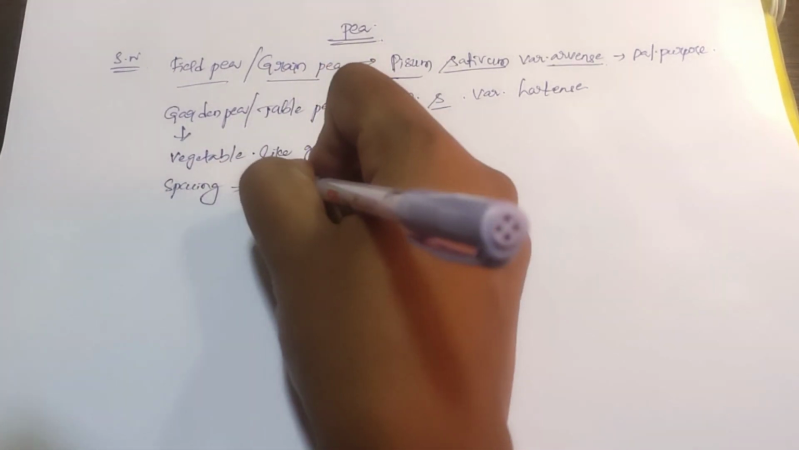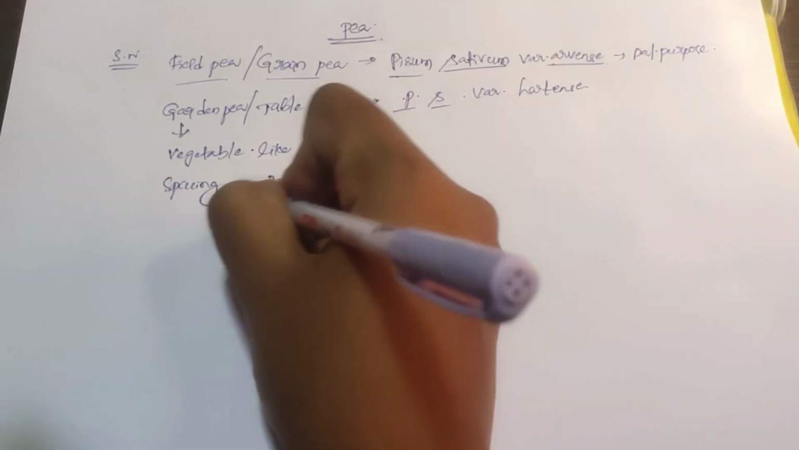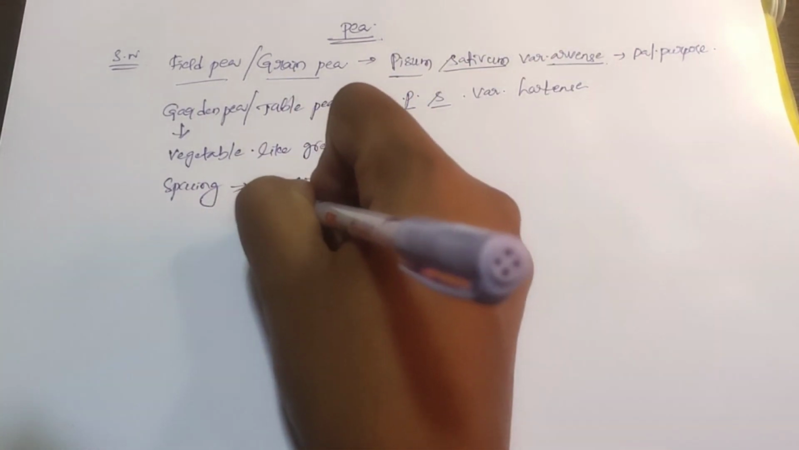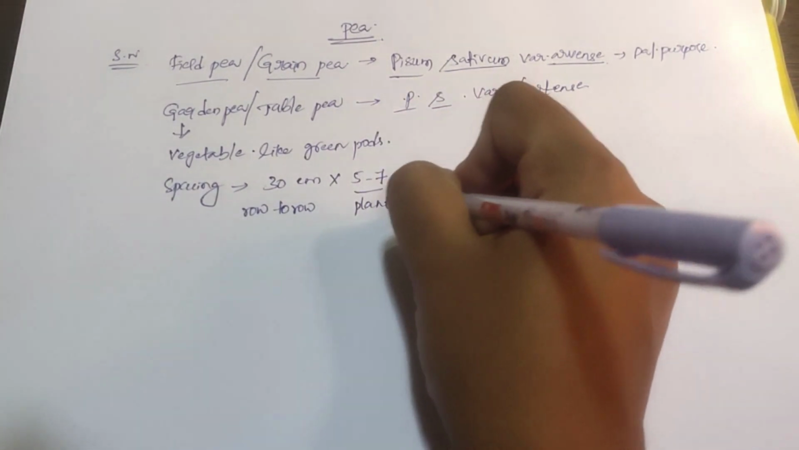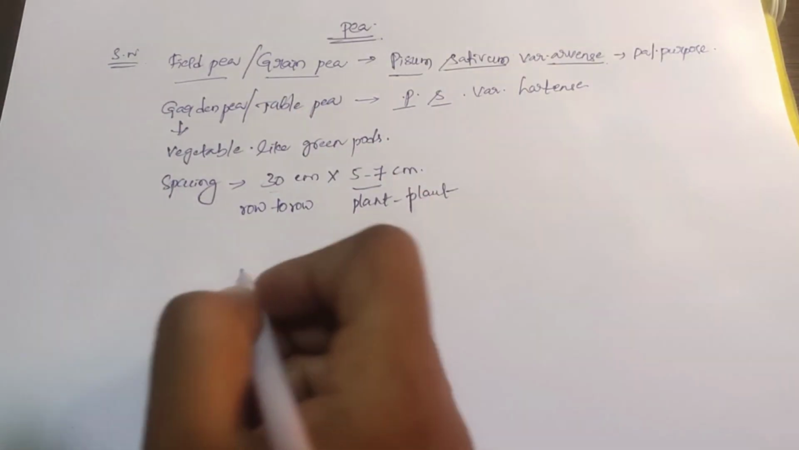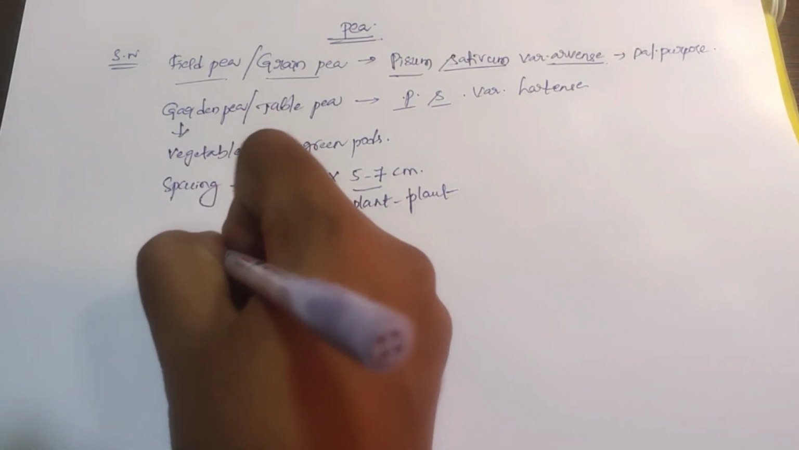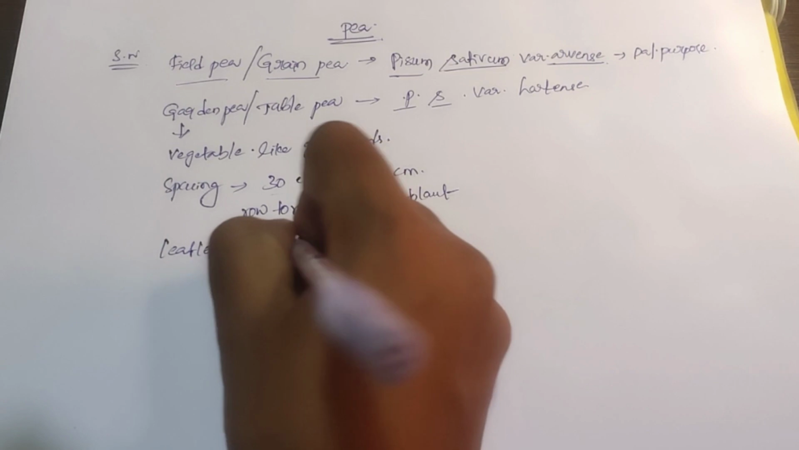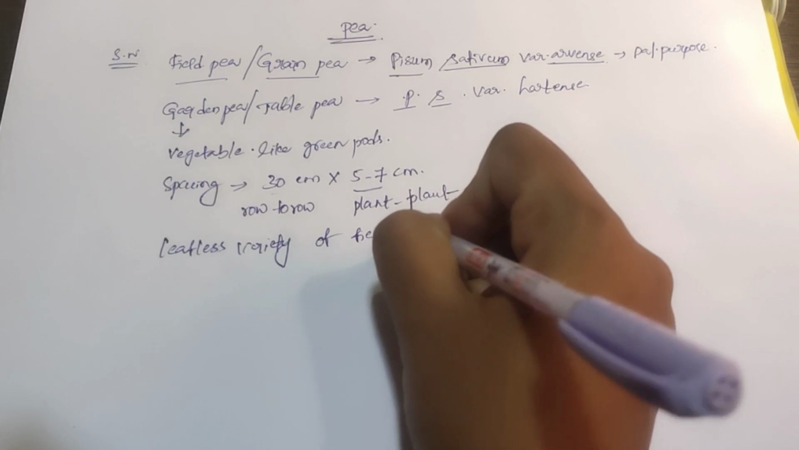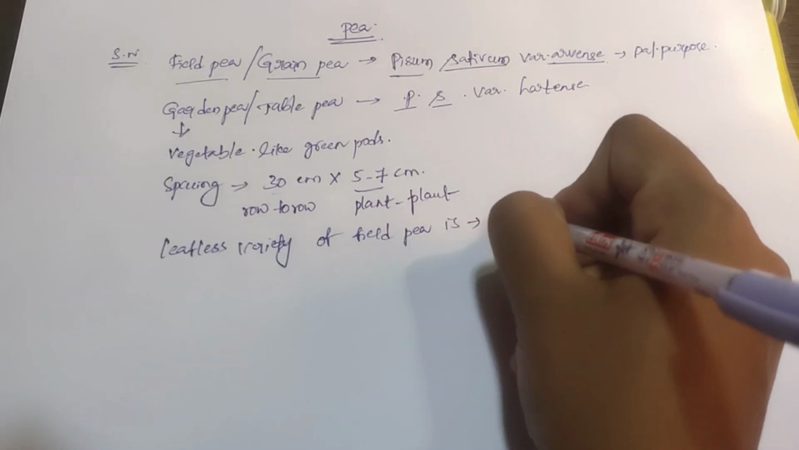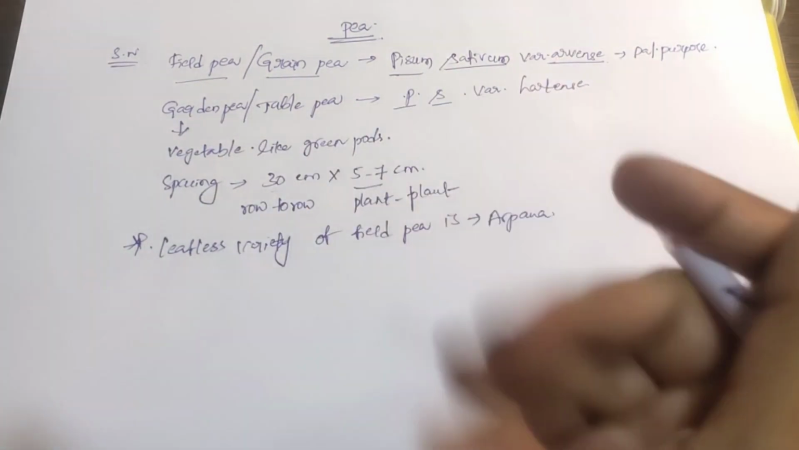The recommended spacing for pea crop is 30 by 5 to 7 centimeters. This one is row to row, and this one is plant to plant. Leafless variety is a very important point. The leafless variety of field pea is Arpana. Please note down all the content I am discussing.